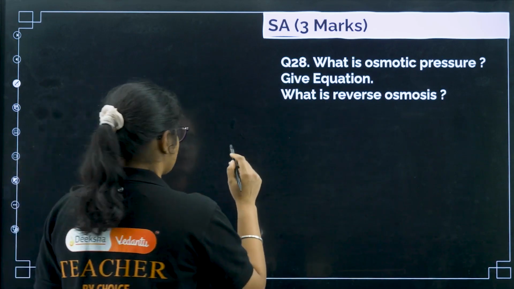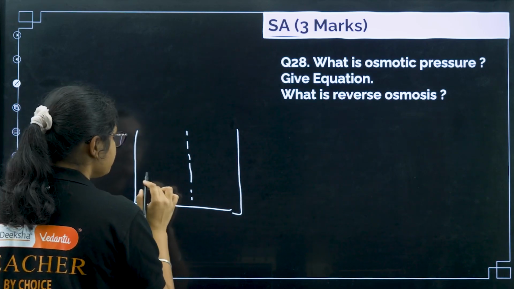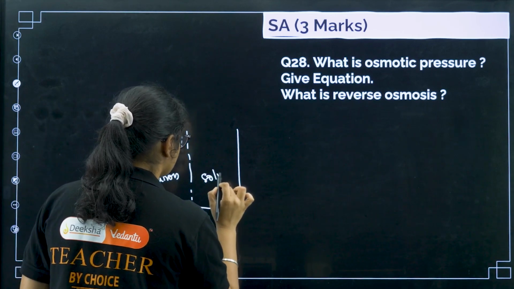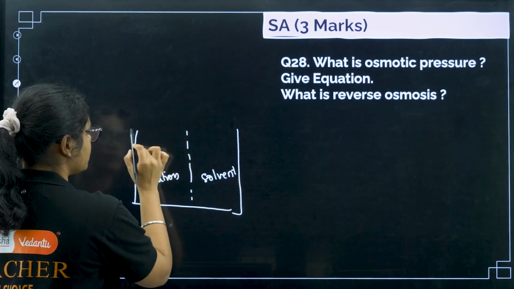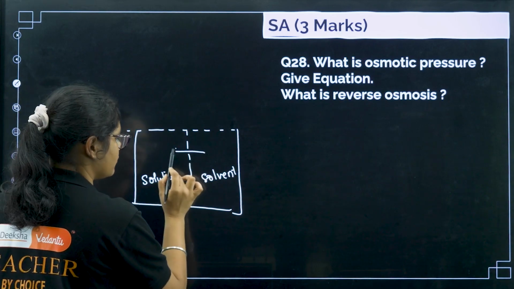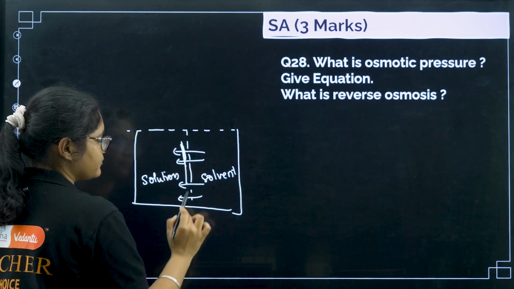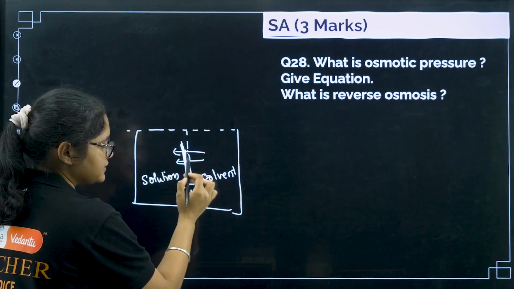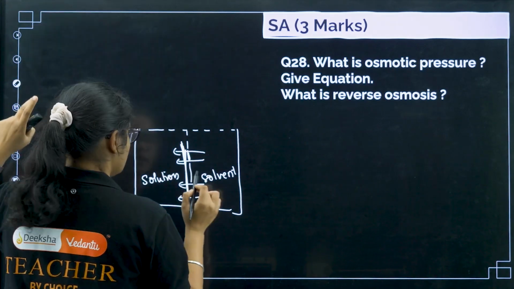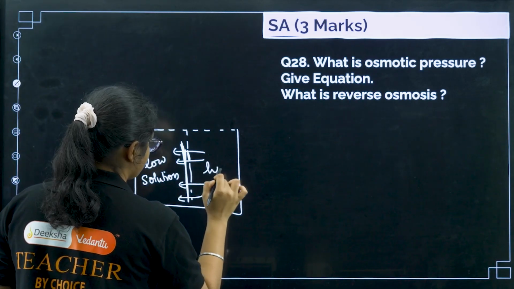Here I first want to explain with a diagram. Suppose we have a membrane here, and we have solution on one side and solvent on the other. This side has more solvent, this side has less solvent, so water will flow like this: osmosis. Now you can put a pressure on this side, so that the water molecules cannot flow from the solvent to the solution side. Let me write it this way: this is low concentrated and this is high concentrated solution.